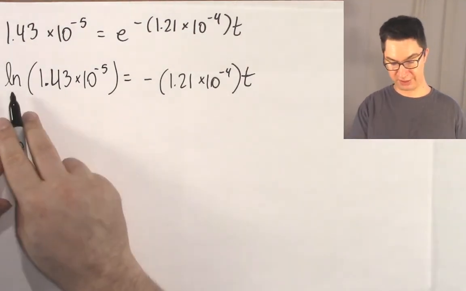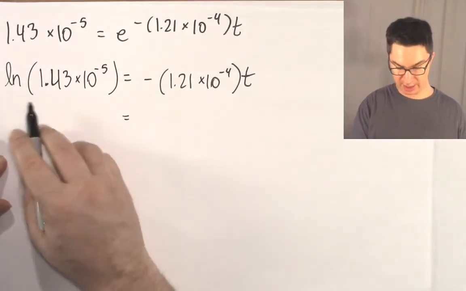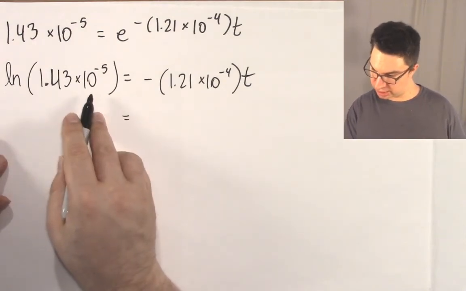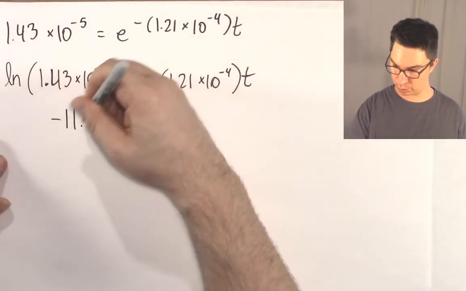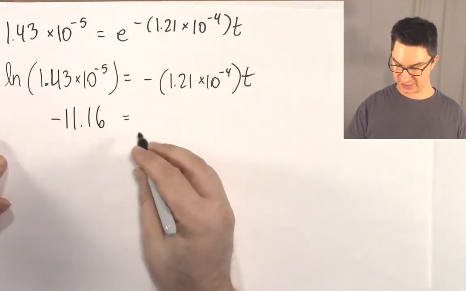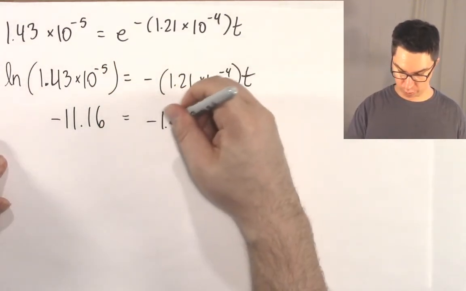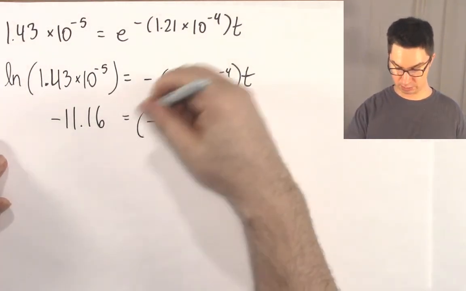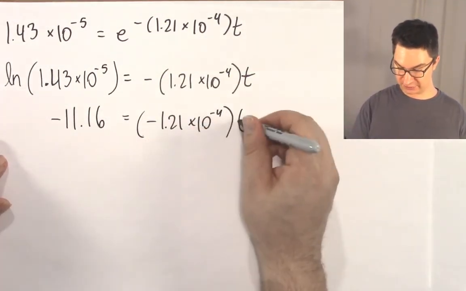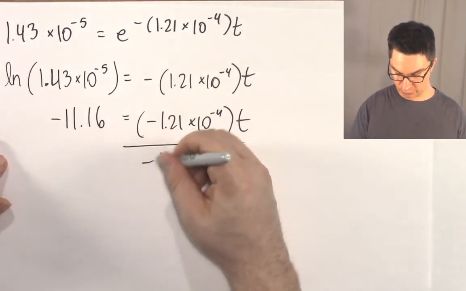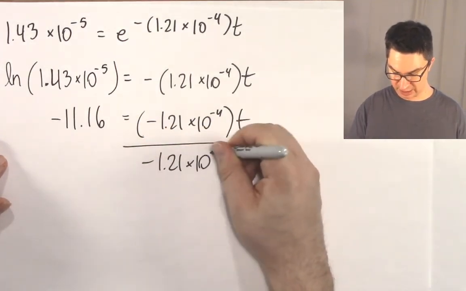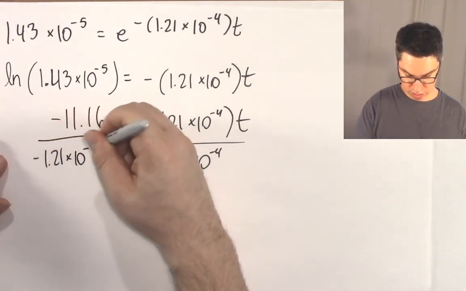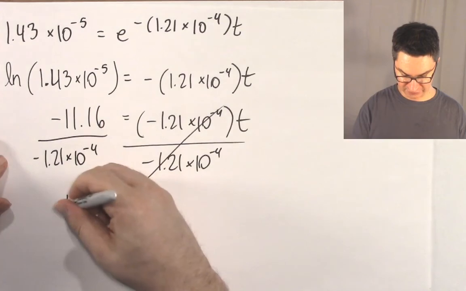All right, so now this is something we can just put into our calculator, and if you take the natural log of this number, you will get negative 11.16. And that's going to equal negative 1.21 times 10 to the negative 4th times t. So all that's left is to divide both sides by negative 1.21 times 10 to the negative 4th. And we are left with a t.